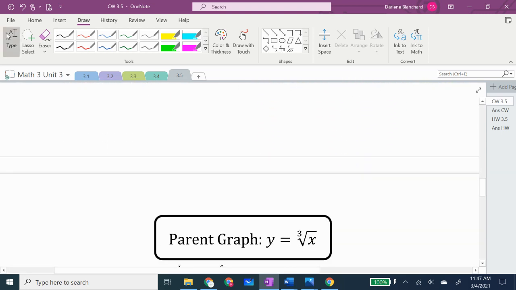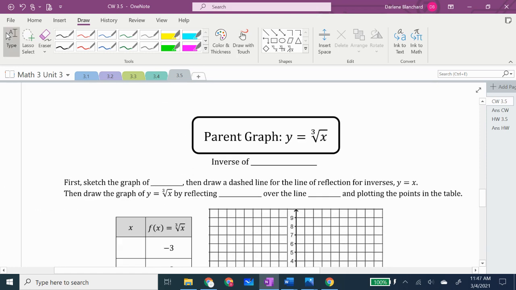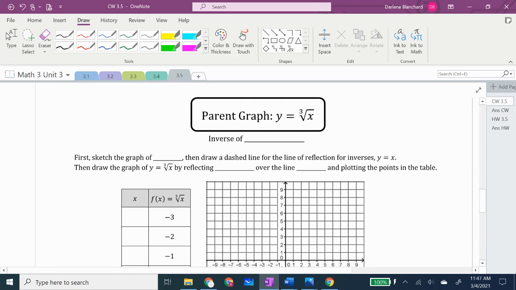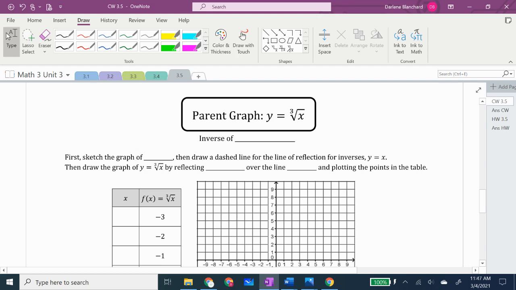And then we're going to take a look at the graph of the cube root of x. And a couple days ago, we looked at the graph of x cubed. So make sure you know that this is the inverse of y equals x cubed. Actually, I'm going to put that in blue to match the graph that I'm going to draw.